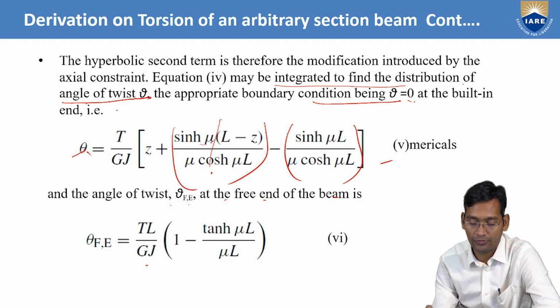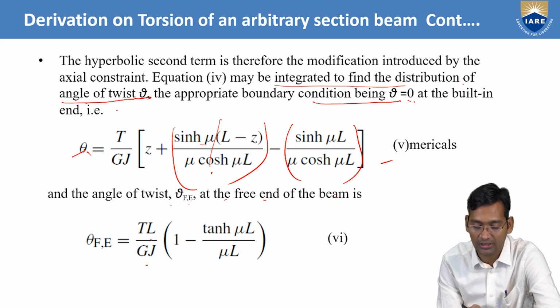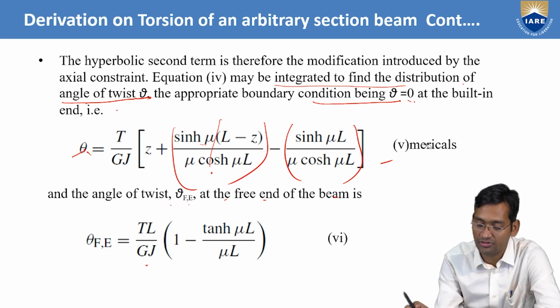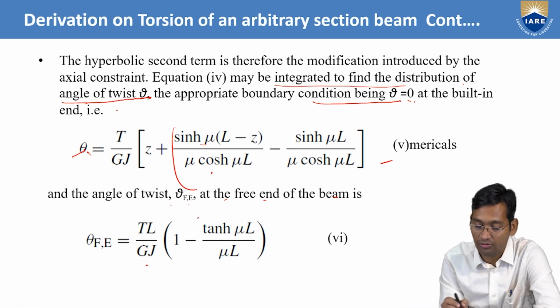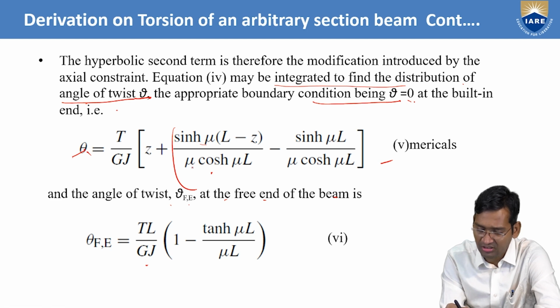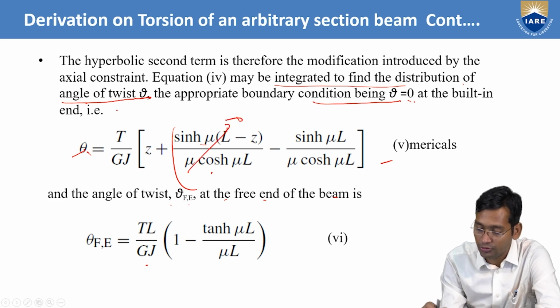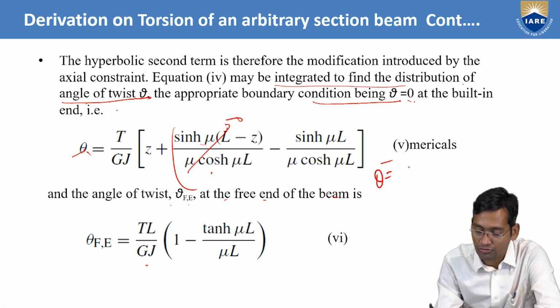So that becomes cos, that is tan h mu L, and this mu is there, and here we are taking L common because with this term L is not there. So at the free end, what happened? This value will be 0. So what we will have? Theta equals T by GJ into, for z equals L.